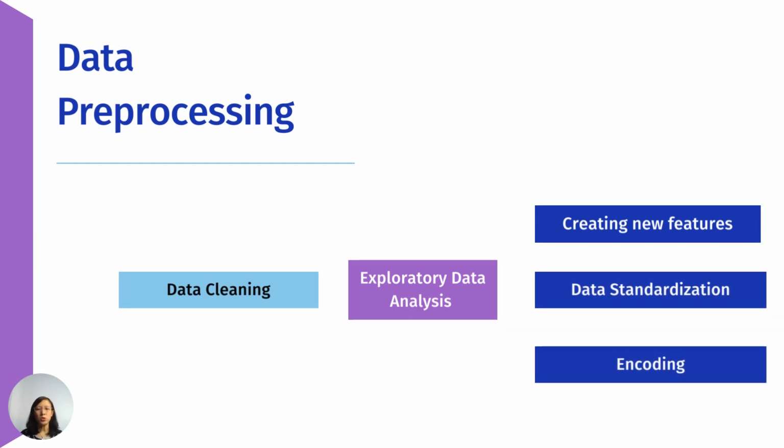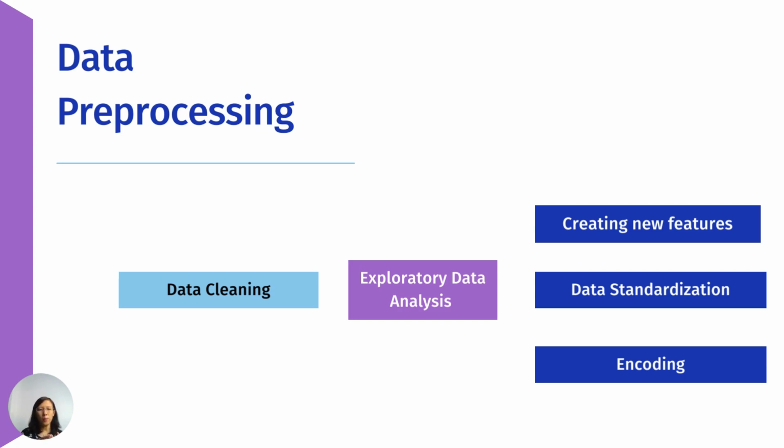Data preprocessing is a required step for cleaning and making the data suitable for our machine learning models. This includes data wrangling, exploratory data analysis, feature engineering, data standardization, and encoding the categorical data into numbers, and many more others.